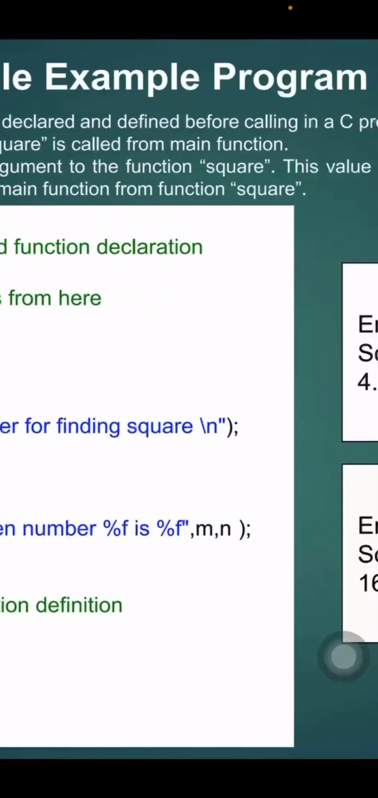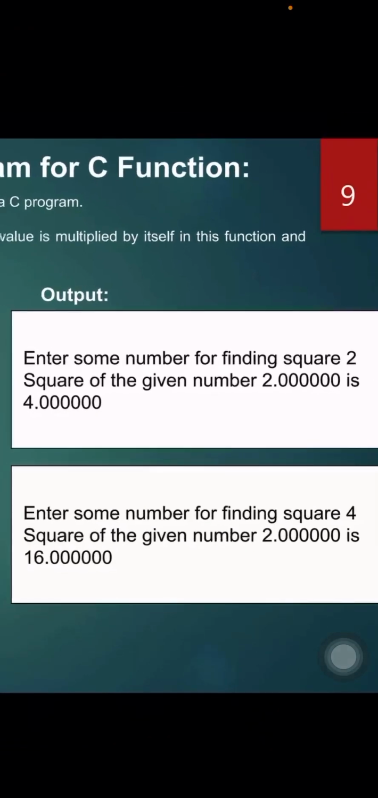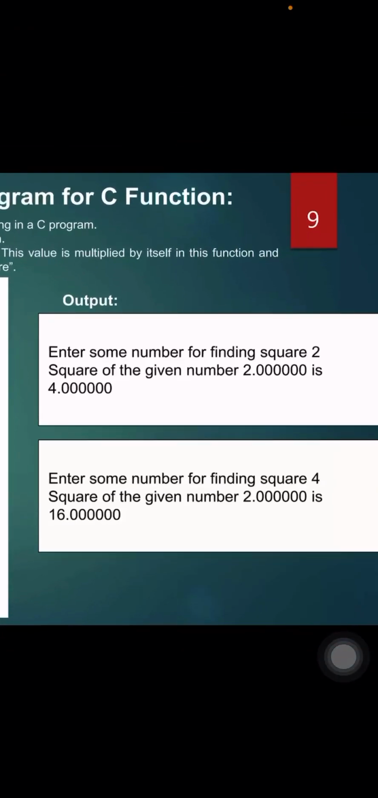So at the end it will produce the result like this. First the message will come: enter some number for finding square. For example, we input 2 and then it will give us the result like this.